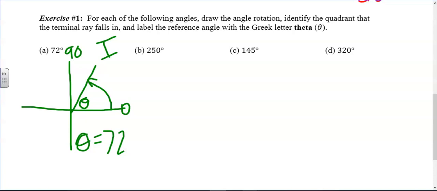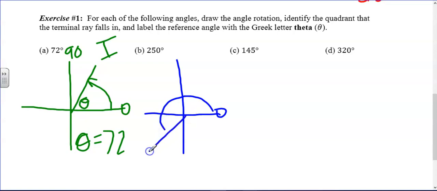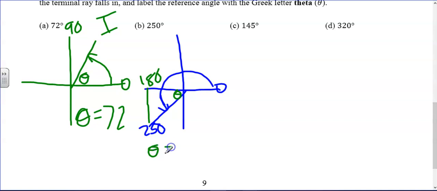Let's look at letter B, 250. Again, you're starting at 0. I'm going past 90, past 180, not quite to 270. So I'd be all the way to here. This is 250. That's my little rotation. The reference angle, theta, is this itty bitty angle right by the origin. How many degrees would it be? Well, how many degrees are in between 250 and 180? In other words, you can subtract them, and you would get 70 degrees. We're going to do the other couple in class together.